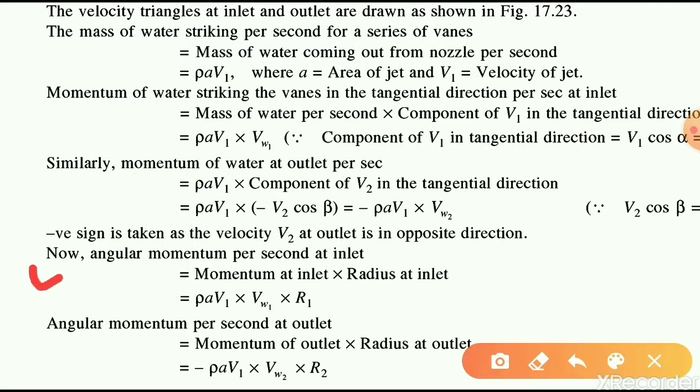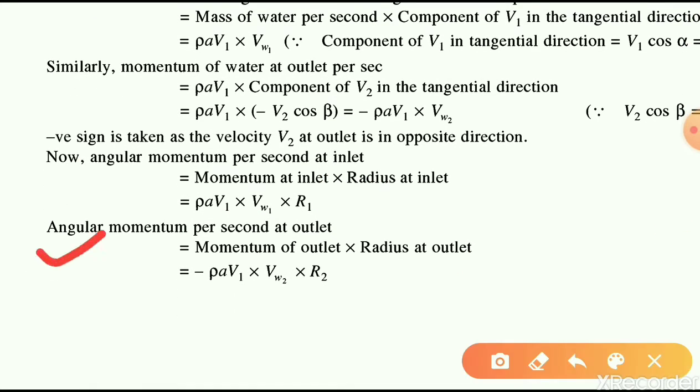Now the angular momentum per second at the inlet will be the momentum multiplied by the radius. The momentum is rho a v1 multiplied by vw1, and the radius at the inlet is r1. Similarly, the angular momentum at the outlet is the momentum at the outlet multiplied by the radius at the outlet. The momentum at the outlet is negative of rho a v1 multiplied by vw2, and the radius at the outlet is r2.